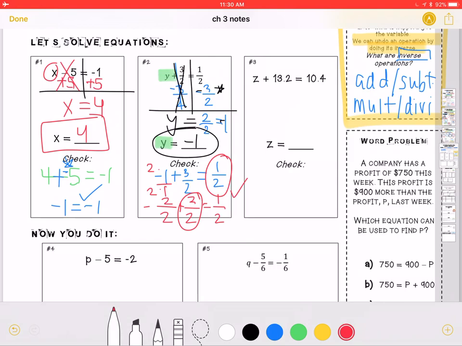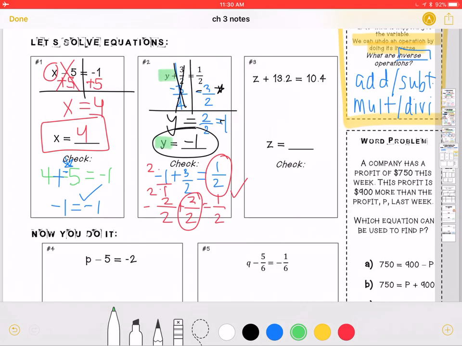All right, let's walk through one more together, and then it'll be your turn to try some out on your own. So let's take a look at number 3. We're now dealing with decimals. So I'm looking for my variable, what's happening to z right now. It's being added by 13 and 2/10.